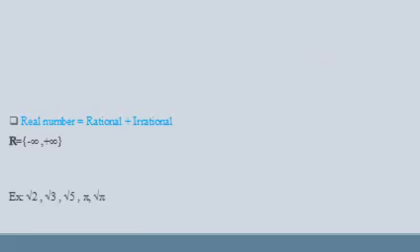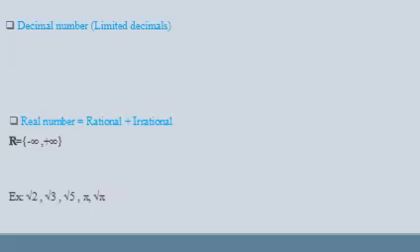Also, the real numbers, or the rational and irrational. The real numbers are everything from minus infinity till plus infinity. Examples: radical 2, radical 3, radical 5, pi, radical pi, 2, 4, half, minus 10. All these are real numbers.